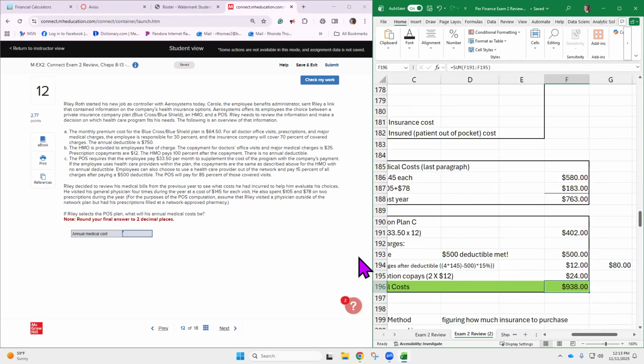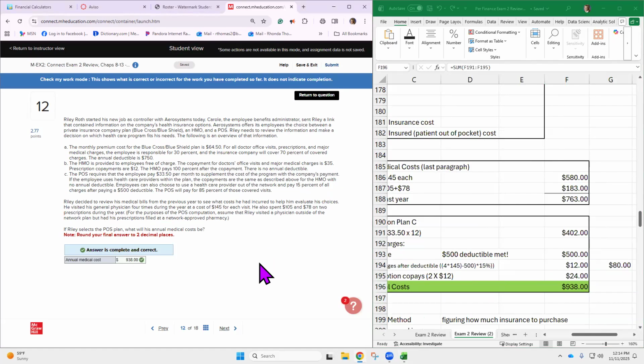I think I've got everything. I've gone back through it quite a few times, but here we go. Let me see. Oh, they want it in 2 decimals. Okay, 938.00. I will help you if you need it. Okay, so there it is. Let's see if it's right.